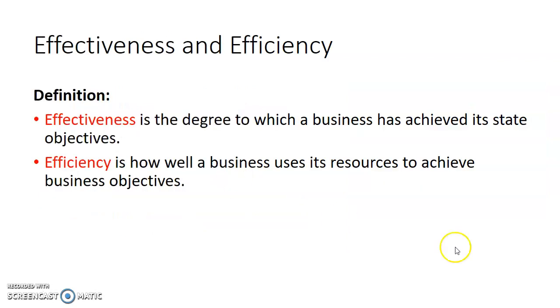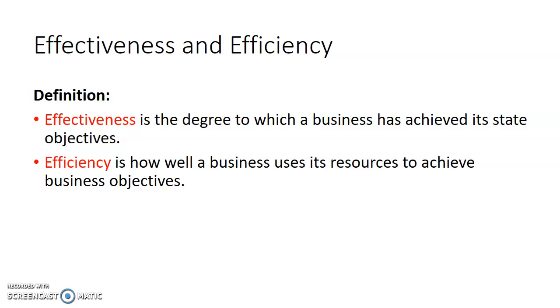So efficiency and effectiveness. Okay, it is really important as a business owner to understand what these words actually mean to you. Now, effectiveness is the degree to which a business has achieved its stated objectives. In other words, effectiveness means doing the right things for your business. If the primary objective of your business was to make profit, and your business is making the profit, that means your business strategies are effective. So you have been effective in achieving your business objectives.